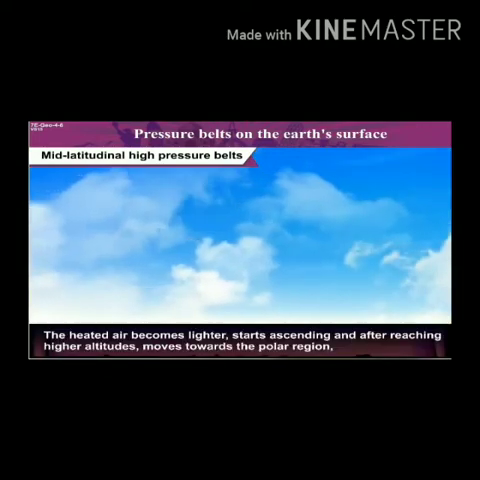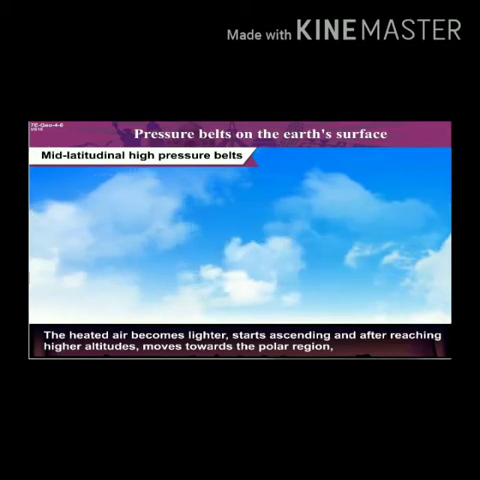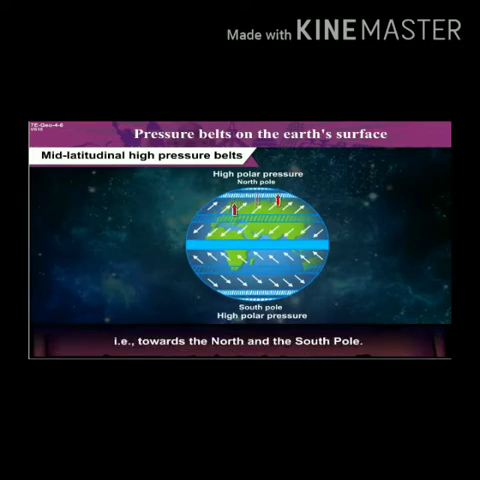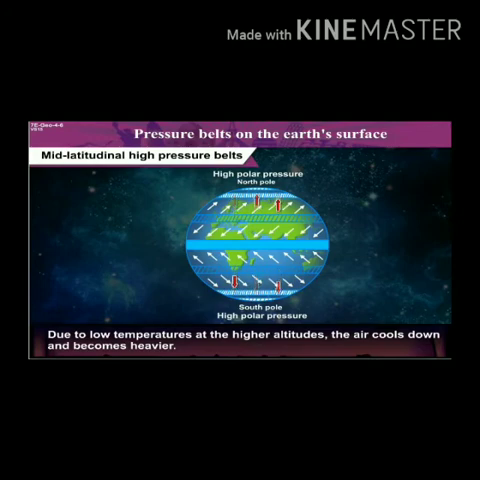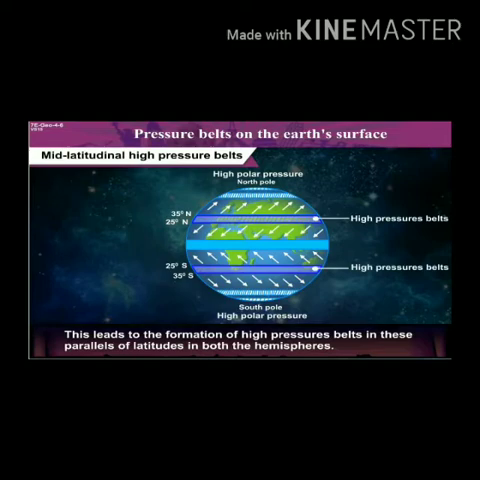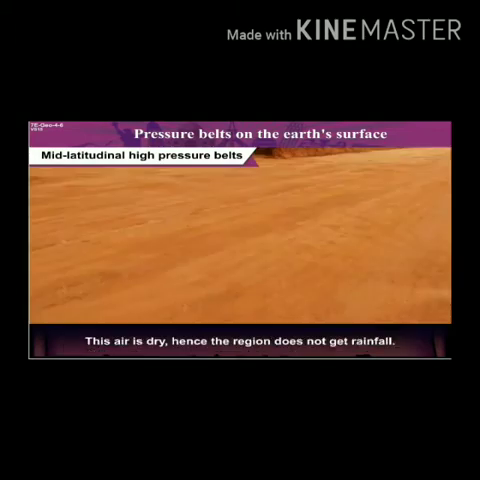Mid-latitudinal high pressure belts. The heated air becomes lighter, starts ascending and after reaching higher altitudes moves towards the polar region, that is towards the north and the south pole. Due to low temperature at the higher altitudes, the air cools down and becomes heavier. This heavier air descends down in both the hemispheres in the region between 20 degree to 35 degree parallel. This leads to the formation of high pressure belts in these parallels of latitudes in both the hemispheres.